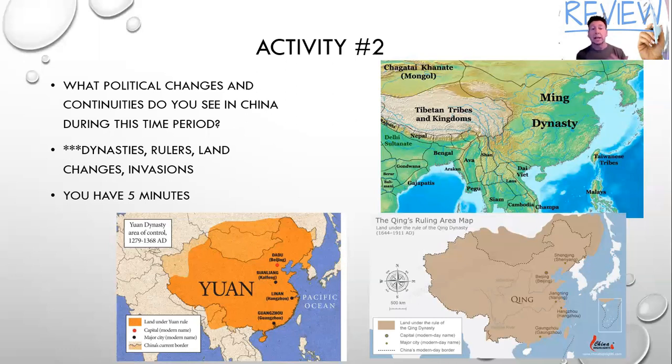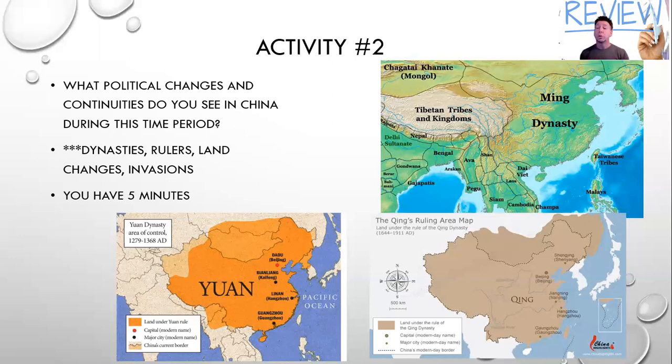So I would look at things like dynasties, right? What are the different dynasties? Who are the rulers? What are the land changes? As you can see in the three maps, China changes a little bit based on which dynasty they're in. And then, of course, invasions, specific things like the Mongols invading China and taking over, and how does that impact the people.